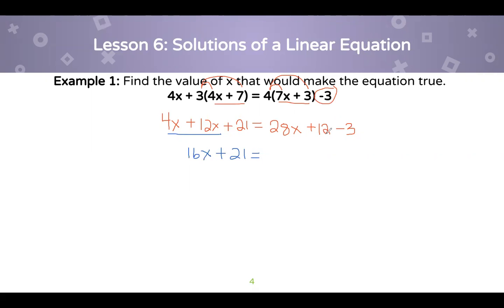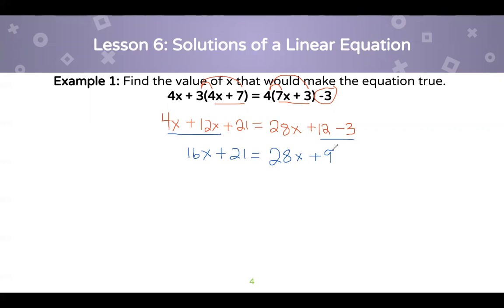On the right side of the equal sign, I can combine these two like terms, right? The 12 and 3, they don't have an x, so I can combine them. I cannot combine them with my 28x, so I'm just rewriting that. And 12 minus 3 is, of course, 9. And it's a positive 9, so I'm just putting plus 9.